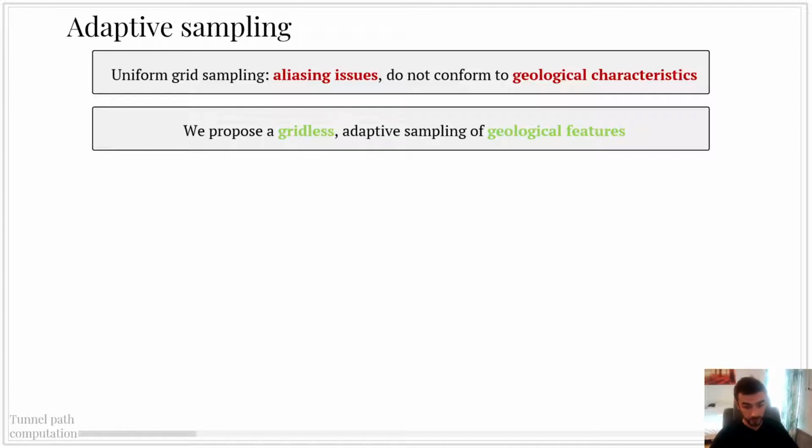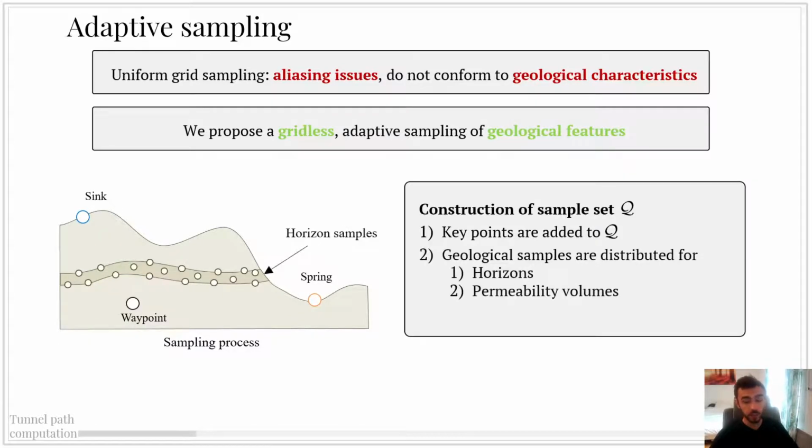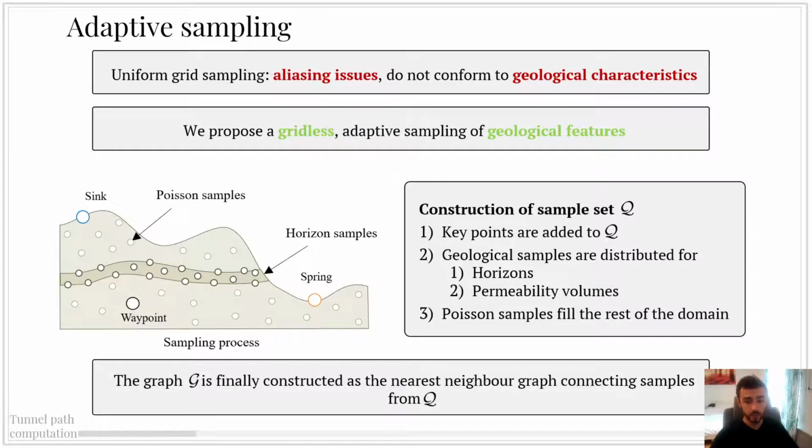The construction of the sample set Q is done as follows. We first initialize it with key points provided by the user. We then distribute samples for every important geological feature, such as horizon in the figure. And the rest of space is finally filled with a Poisson sphere distribution. The final graph G is constructed as the nearest neighbor graph connecting the samples in Q.